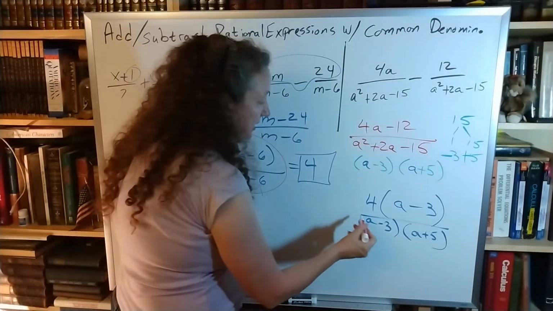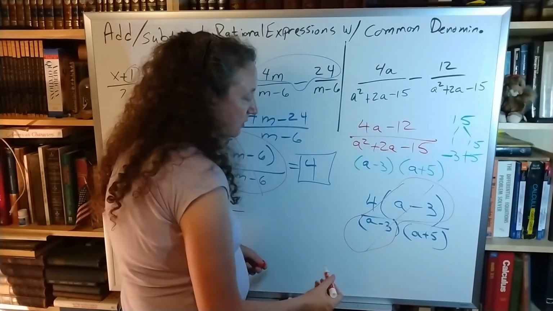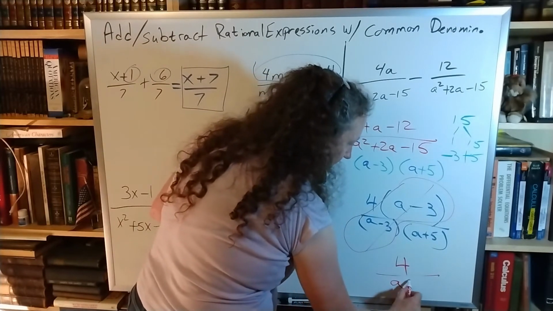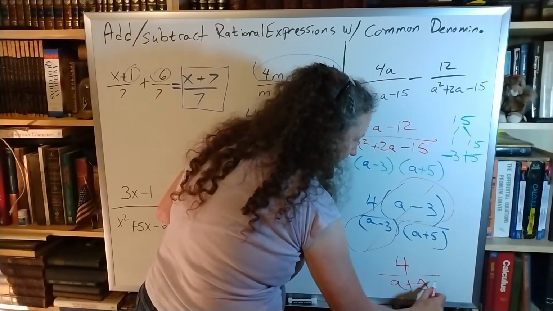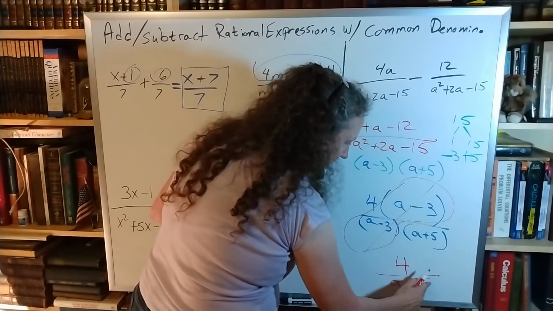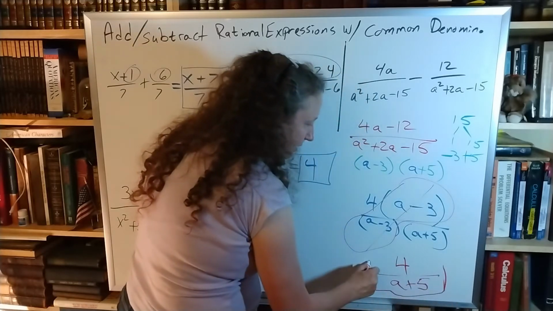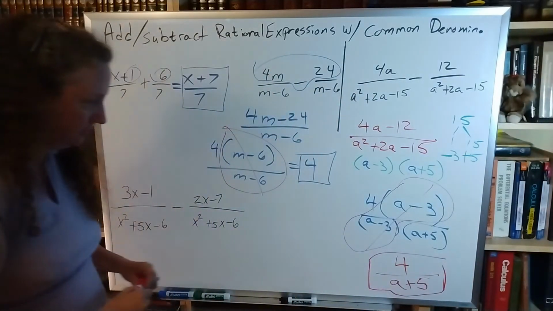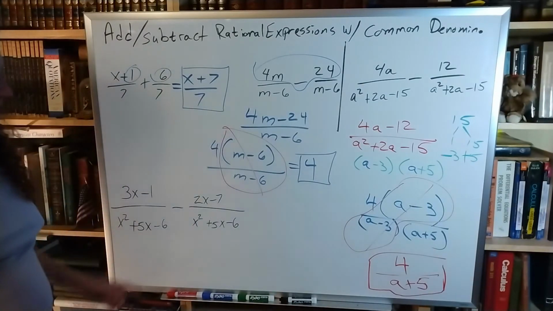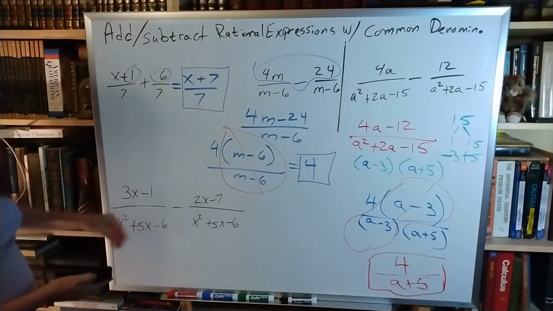Now I check to see, reducing. Yes, they cancel, and I am left with 4 over a plus 5. Penmanship counts, at least a little bit. I have to be able to read what you wrote. So that problem is done. Now I need to make a little room for this one.